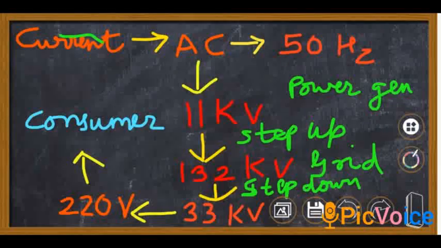Now, as I told you all that the current generated at the power station is AC, that is the alternating current, and the current has a frequency of 50 hertz. 50 hertz means 100 times it is going to change its direction. 50 oscillations in 1 second. So 50 means 50 up and 50 down. So total you have got 100 times it is going to change.